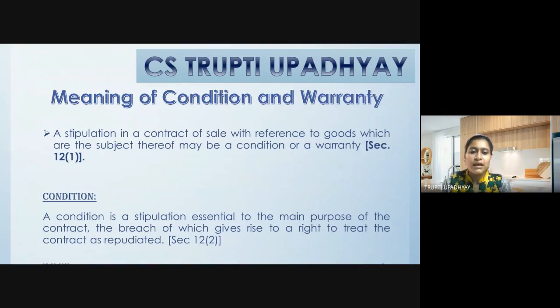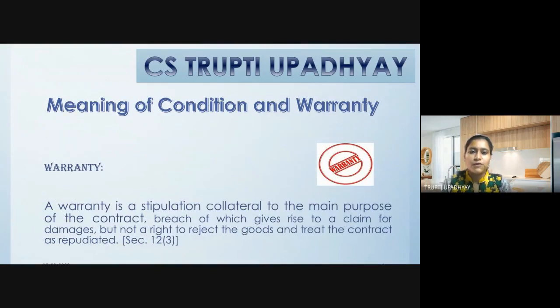A condition is a stipulation essential to the main purpose of the contract, the breach of which gives rise to the right to treat the contract as repudiated. It's been defined under Section 12, subsection 2. Warranty: a warranty is a stipulation collateral to the main purpose of the contract, the breach of which gives rise to a claim for damages, but not a right to reject the goods and treat the contract as repudiated. It's defined under Section 12, subsection 3.